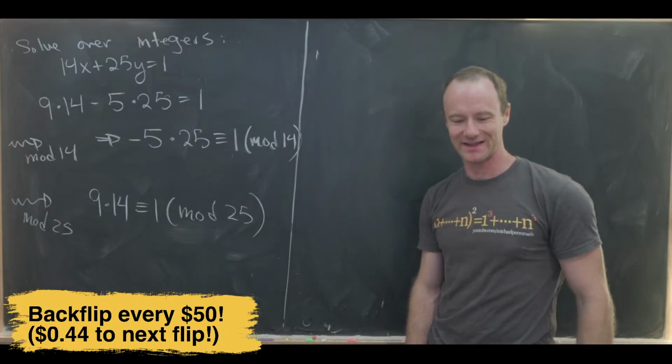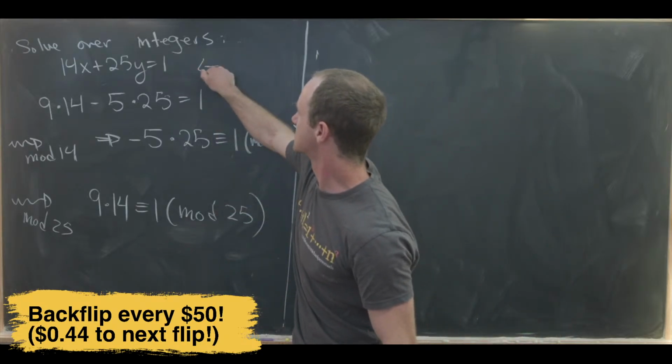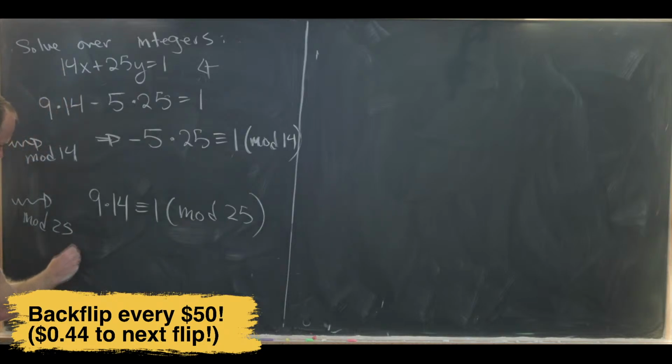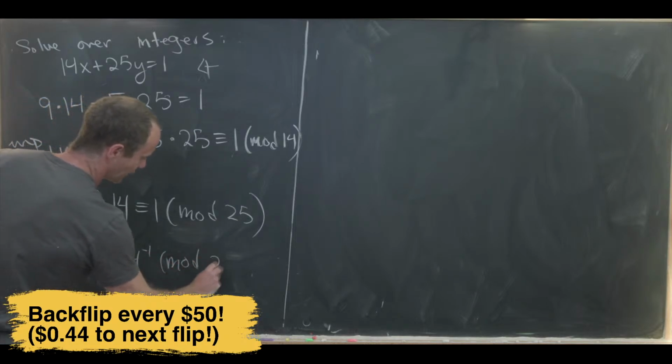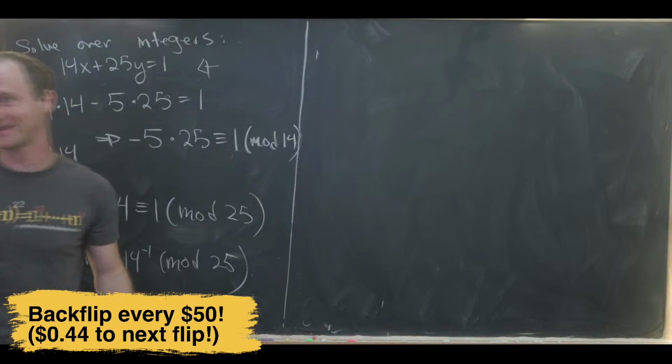I've given a problem on a test where the first problem is this, and the second problem is like, find 14 inverse mod 25. And everyone got the first one right and no one got the second one right, even though you just did all the work.